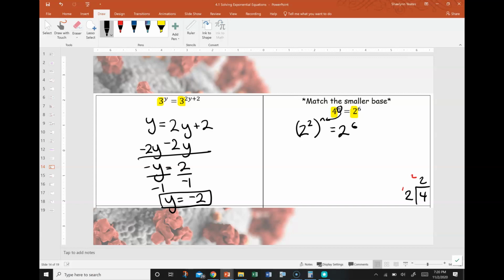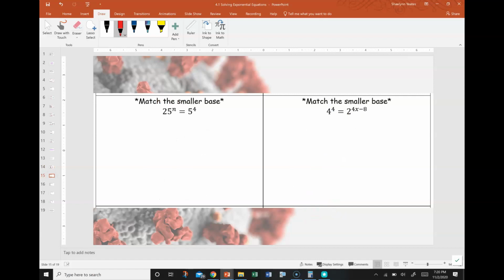So right now, I can multiply these two exponents together, and I get 2 to the 2n equals 2 to the 6th. So now my bases match. My 2 matches my 2. So I can say my exponents are equal. I can say that 2n equals 6. Divide both sides by 2, and I find that n equals 3. All right, that wasn't too bad, right?